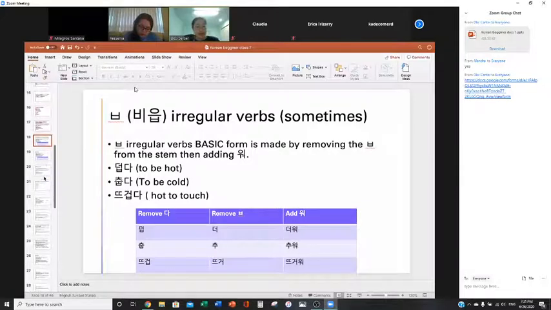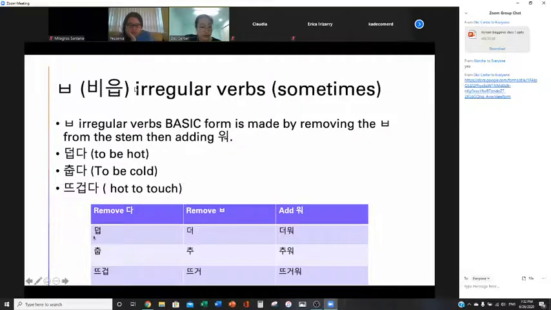Okay, so there are regular verbs. Sometimes it's 비읍. Whenever you have 비읍 at the 받침, sometimes it will change. So that's why it says irregular verbs. The 비읍 irregular verb basic form is made by removing the 비읍 from the stem and adding 워. So right here, this is the chart. These are the three examples that I came up with.